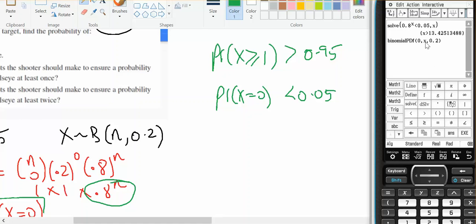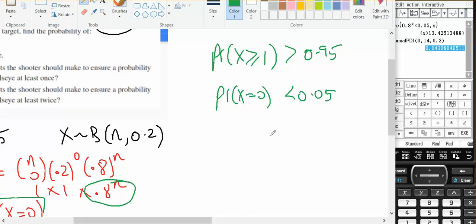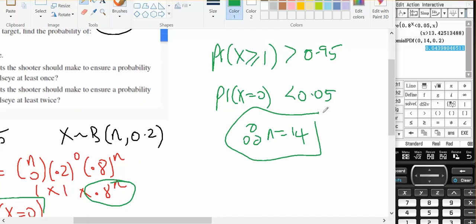I could do some trial and error. I could say, okay, let's look at 10. That's too big. Look at 11. That's too big still. Look at 13. Oh, that's just a little bit too big. Look at 14. Bingo, below 0.05, therefore n equals 14. You need 14 trials.